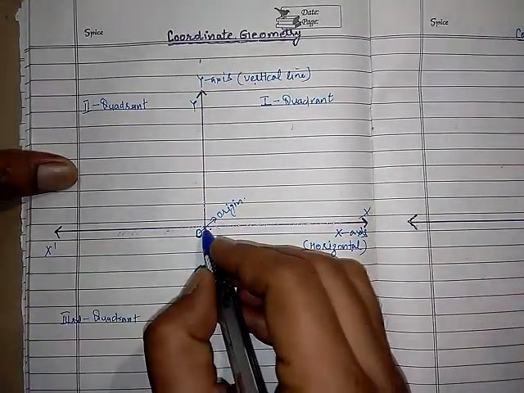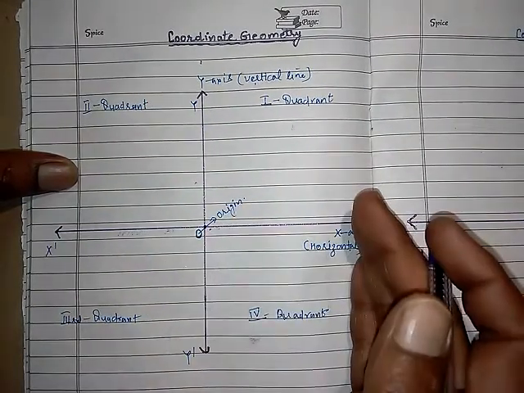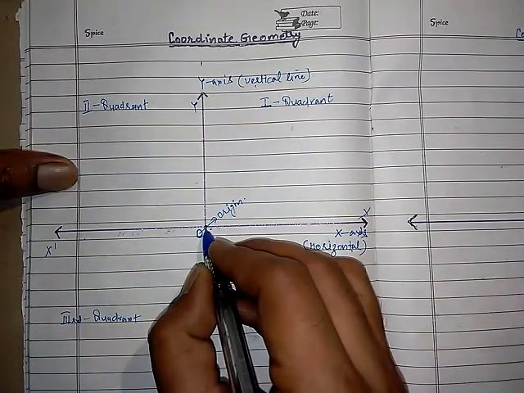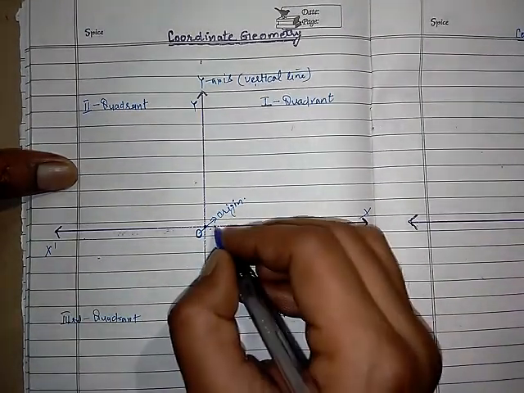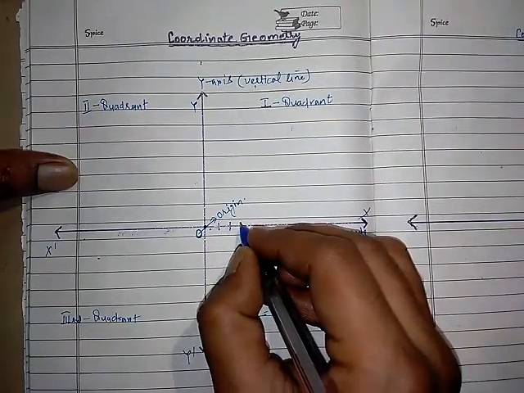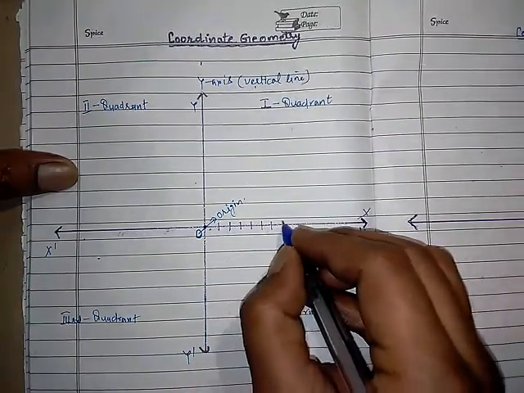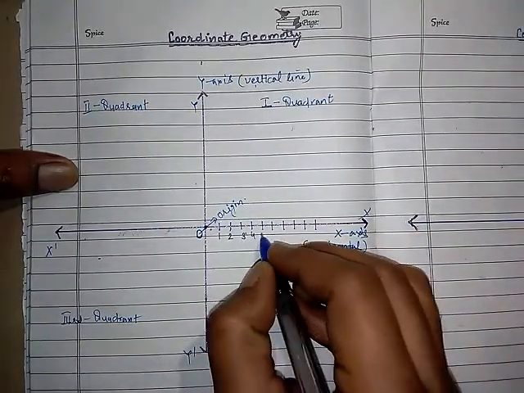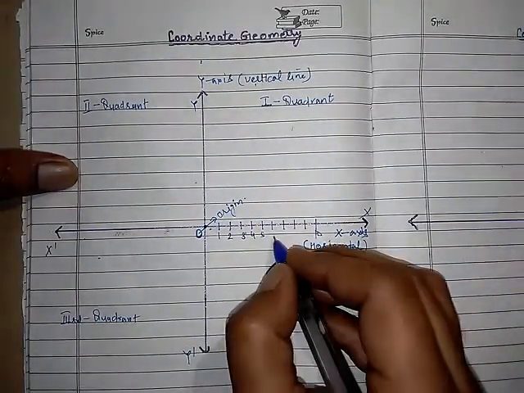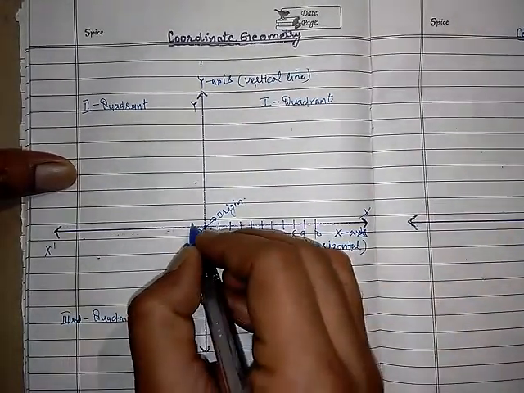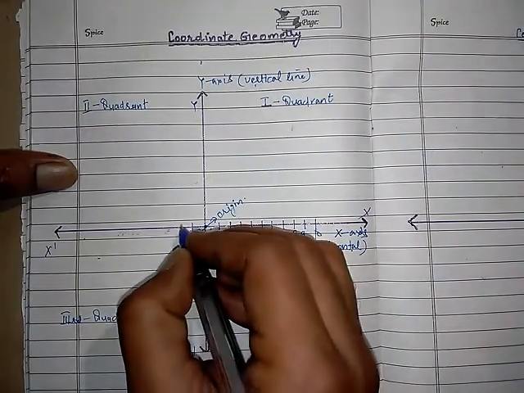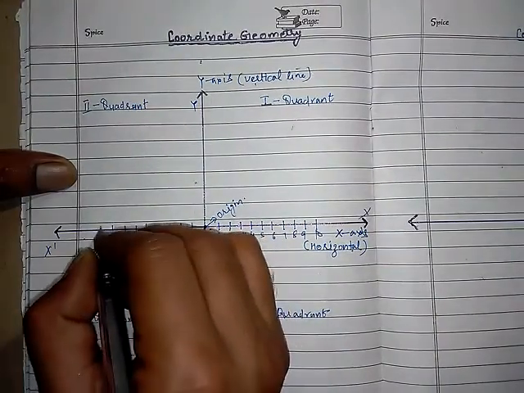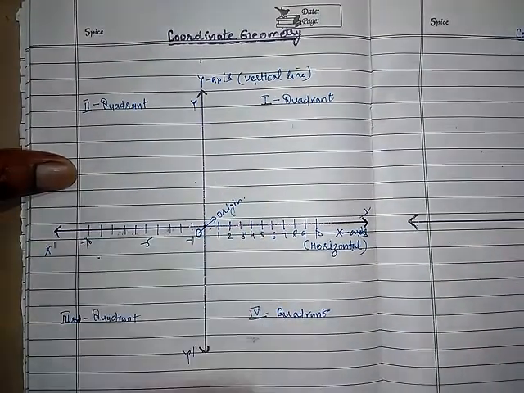Now further, there are two portions of the x-axis. This is your origin. On the right hand side of the origin there is the positive x-axis. On the left side of the origin there is the negative x-axis. So we can mark the points here: 1, 2, 3, 4, 5, 6, 7, 8, 9, suppose this is 10. Here it will be -1 this time, then -2, -3, -4, -5, -6, -7, -8, -9, and this will be your -10.